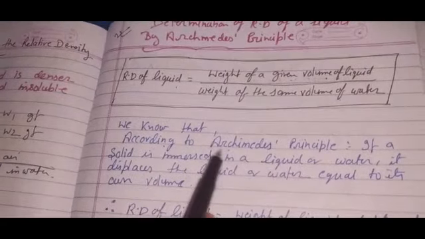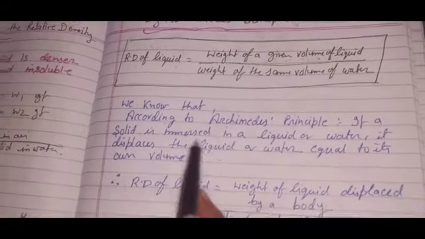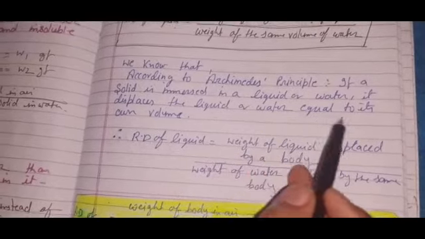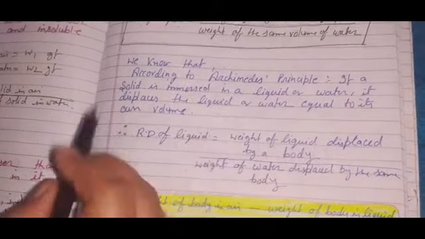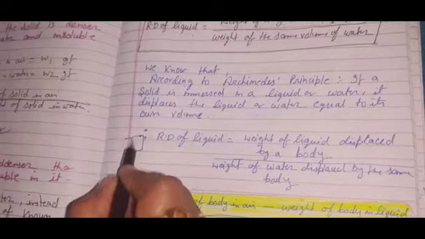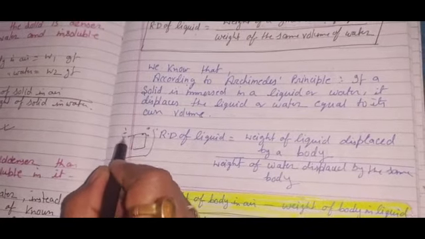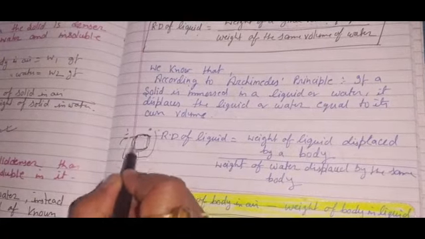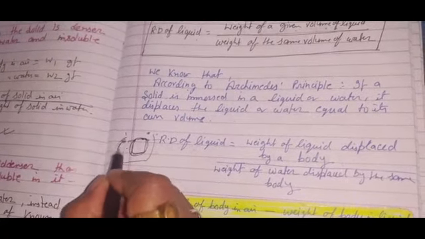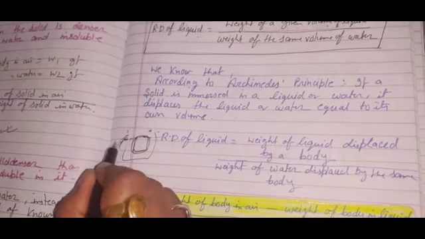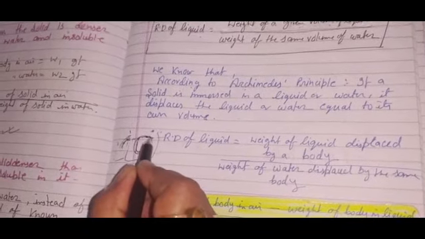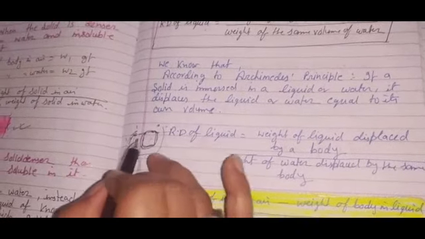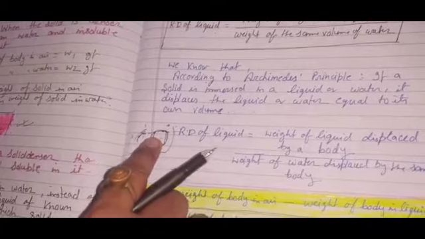We know that according to Archimedes principle, if a solid is immersed in a liquid or water, it displaces liquid or water equal to its own volume, right? When we put any item in water, what will happen? The water equal to the volume of this object will come out. This is the proof that the water displaced by this object is equal to the volume of the object. We have to keep that in our mind.